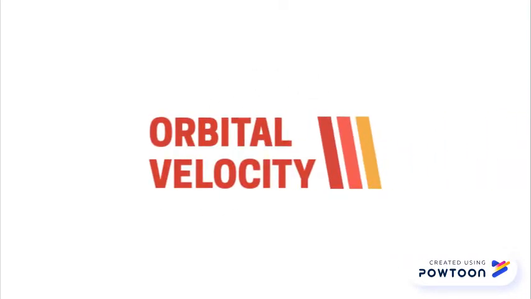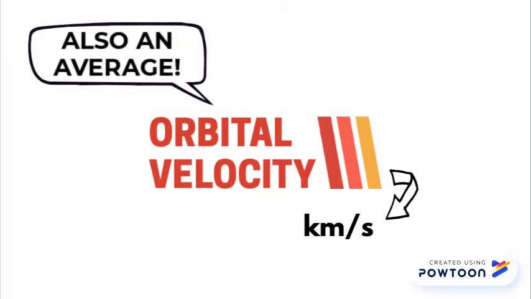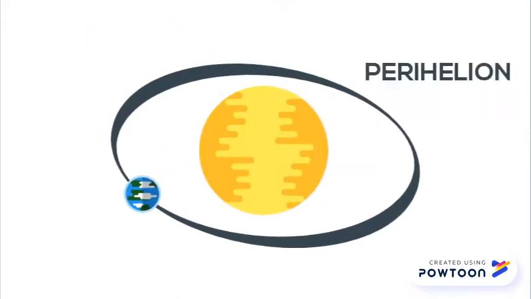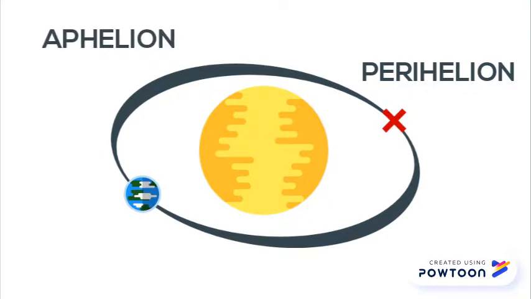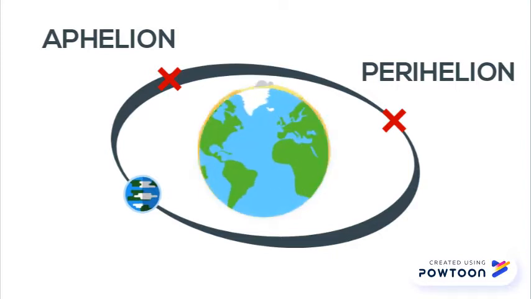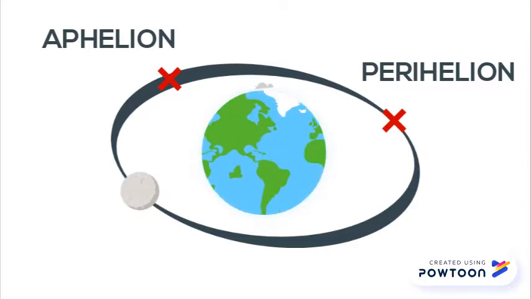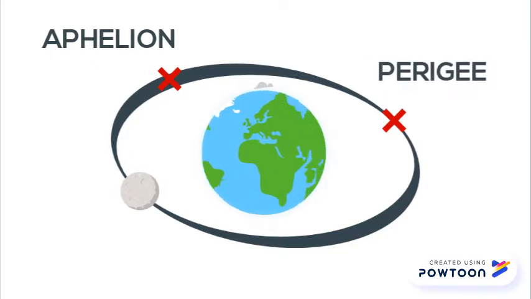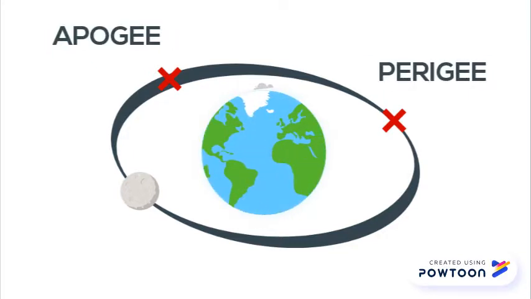Orbital velocity is the average velocity or speed at which a planet orbits the Sun, and is expressed in kilometers per second. Similar to the distance between a planet and the Sun, the speed of a planet during orbit is not consistent. Some more interesting orbital lengths are perihelion, the closest point in a planet's orbit about the Sun, and aphelion, the furthest point in a planet's orbit about the Sun. For the Moon, the closest and furthest points to Earth are given the terms perigee and apogee respectively.